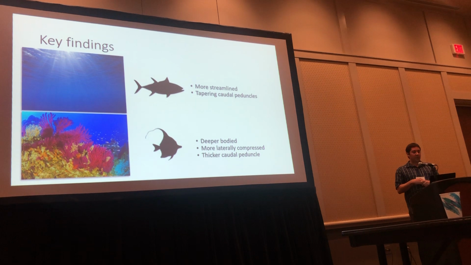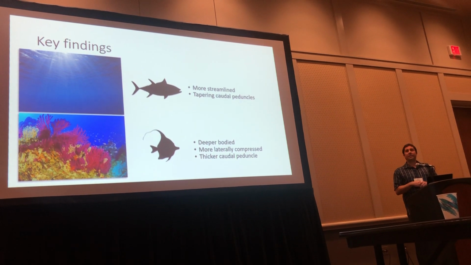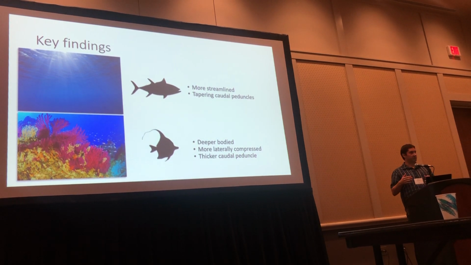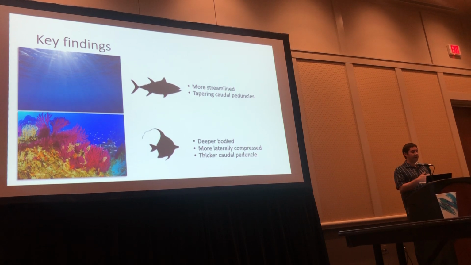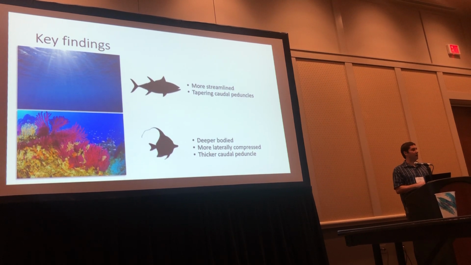As for the thicker caudal peduncle that we're getting with our reef species, this may be to promote things like fast starts to evade predators, for example, where a fish may want to try to hide in a crevice within the reef, so it helps to have this thick caudal peduncle to transmit force to the caudal fin.